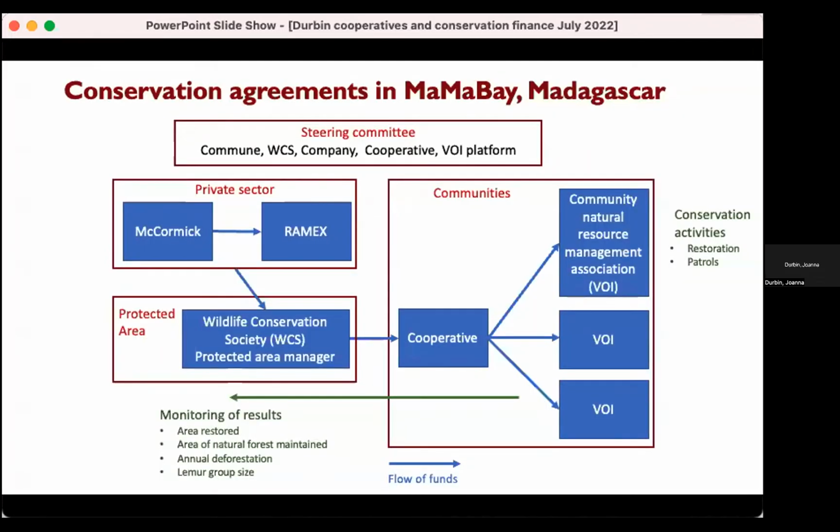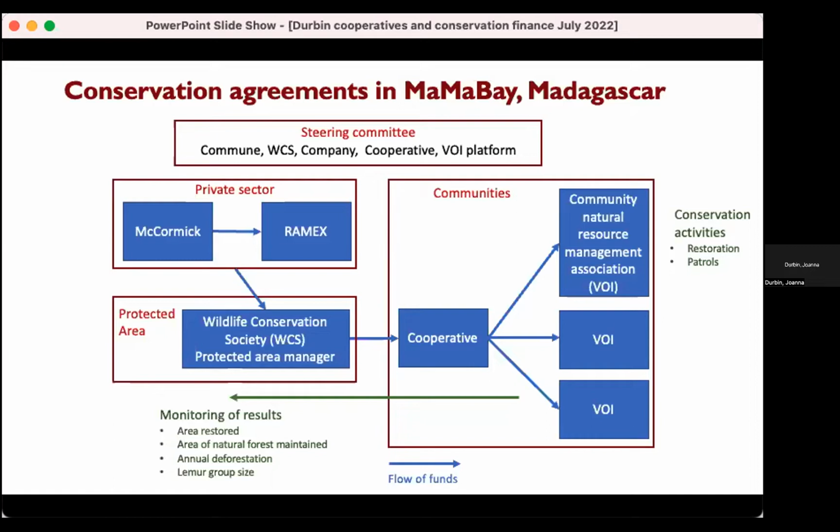I won't go into detail, but this schema shows how the private sector company, in this case McCormick Spices, channels funds through its local buyer or exporter Ramex and then through the protected area manager, which is WCS, and they play a support and oversight role. This is important because WCS has a long-term commitment to stay in the area as a protected area manager, under a kind of contract for protected area management with the government, way beyond the lifetime of our 5-year USAID project.